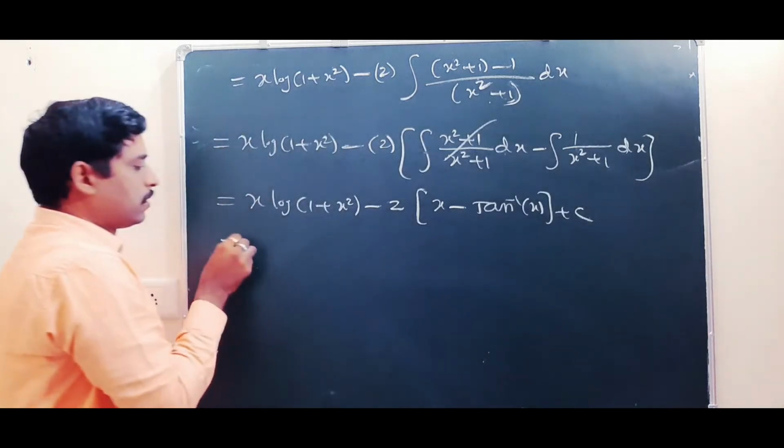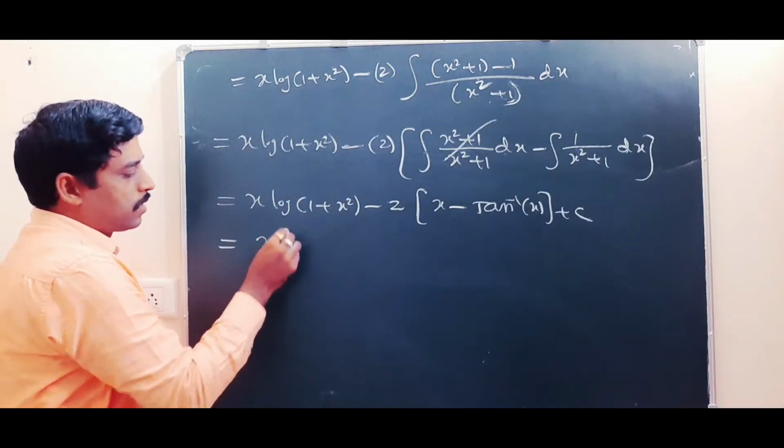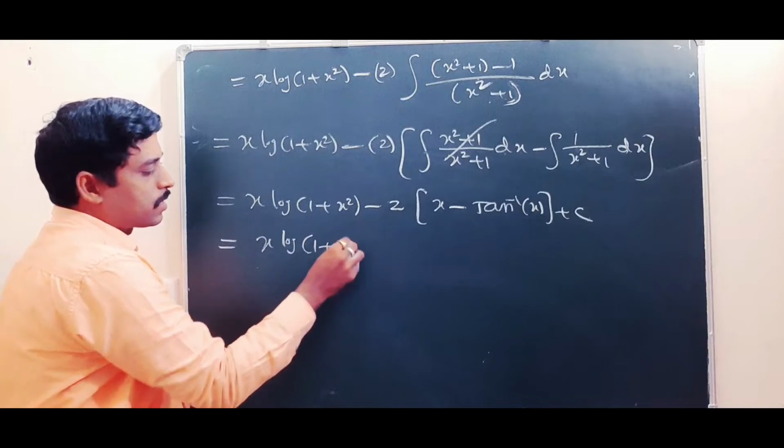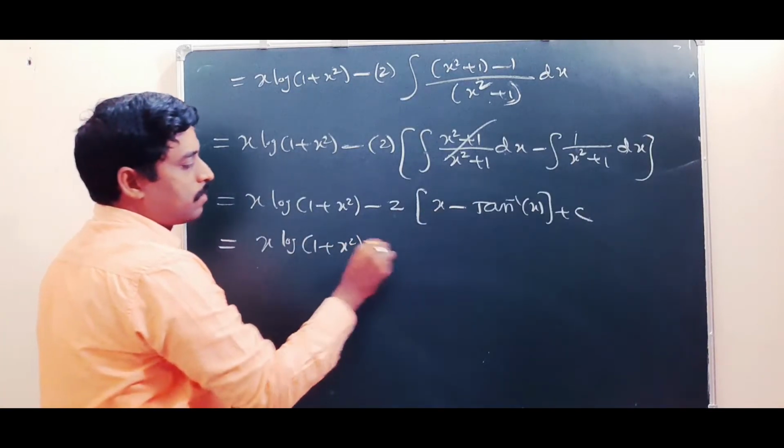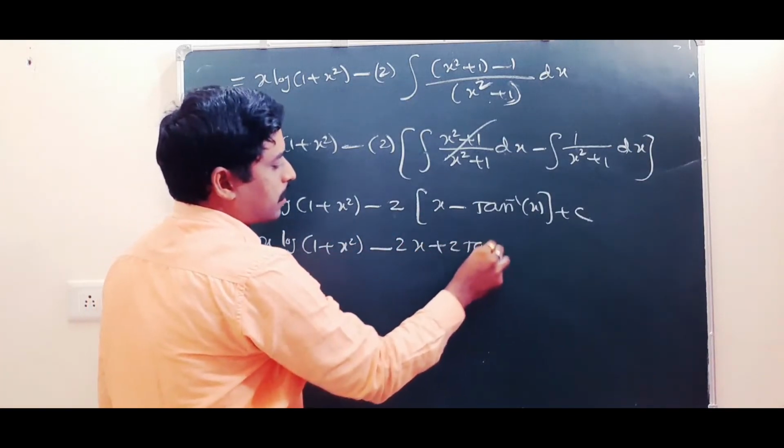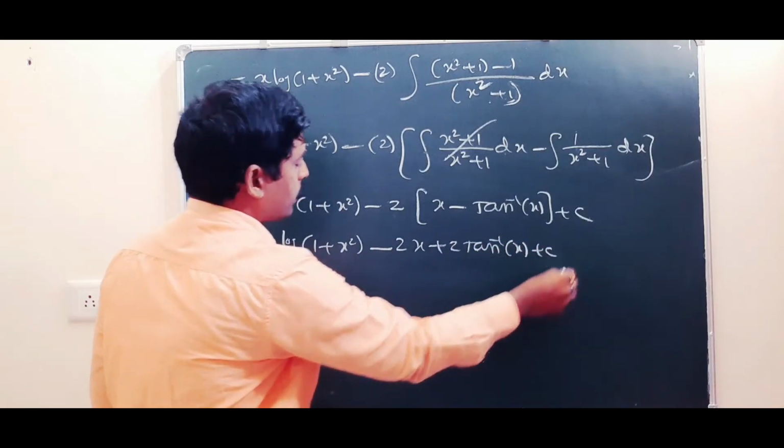Okay, now what do we get? x log(1 + x²), so minus 2 multiplied to all: minus 2x plus 2 tan inverse x. So this is the answer.